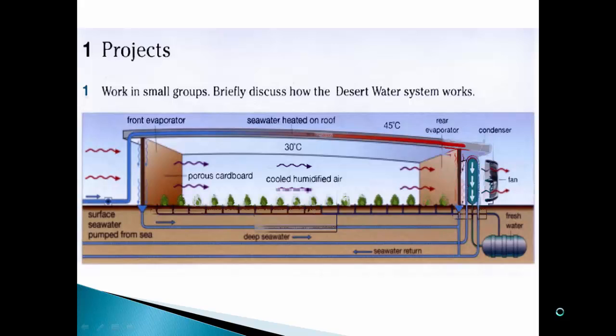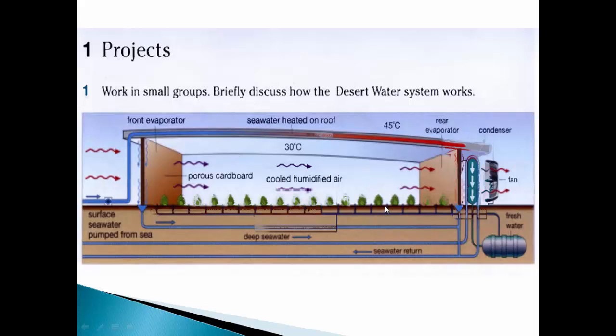You can start from the left side if you want, or from the right side. First, we should find out where it begins, and then go further step by step as a systematic process. As is visible, it starts from the left side of this diagram. Let's analyze everything. Here is the surface seawater pump from the sea, here is the deep seawater return, the freshwater tank to keep it, the fan system, the condenser, reverse seawater heated on the roof or porous cardboard, cooled humidified air, and the front evaporator. Okay, systematically everything is given.